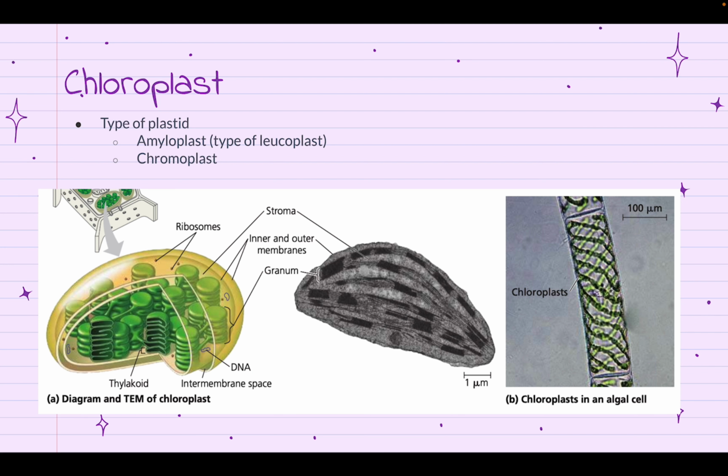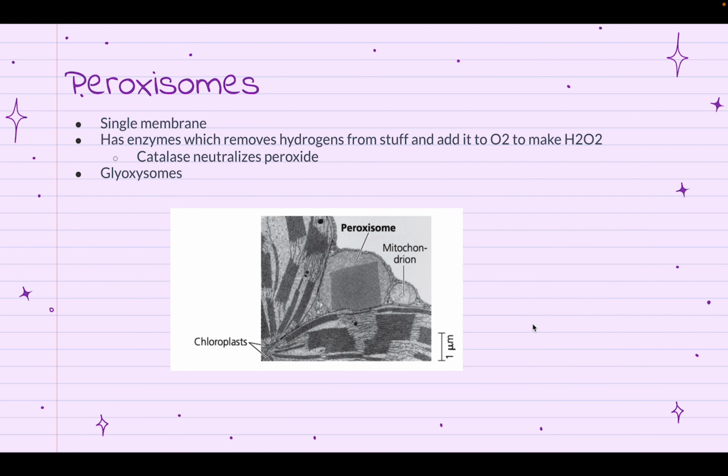So yeah, you see you've got these little stacks. These stacks are called grana, and each of the little discs within the stacks are called thylakoids, and they're surrounded by their own membrane. You've got some ribosomes floating around in what we call the stroma, which is kind of like its own cytosol. Then you've got an inner membrane space as well. We've got some DNA. So that's basically what a chloroplast is. And then here's some chloroplasts in an algae cell.